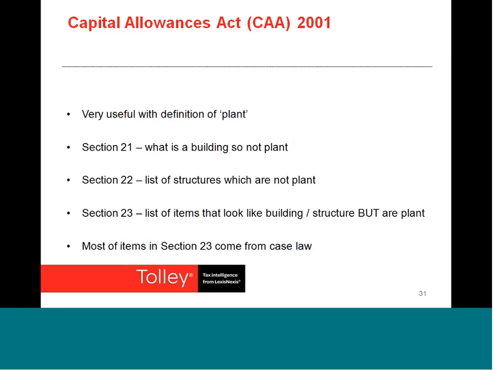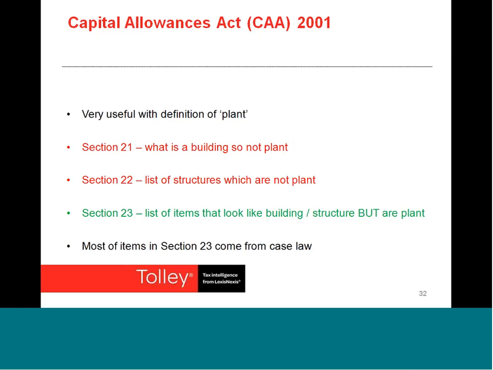So if we have a look at the Capital Allowances Act here, and we're looking at the definition of plant, what we've got here is Section 21 says that we have a building which is not plant. Section 22, we have structures which are not plant, but Section 23 are things that look like buildings and structures but are plant. So what I've done here is I've said red is bad, not plant, green is good, it's plant.